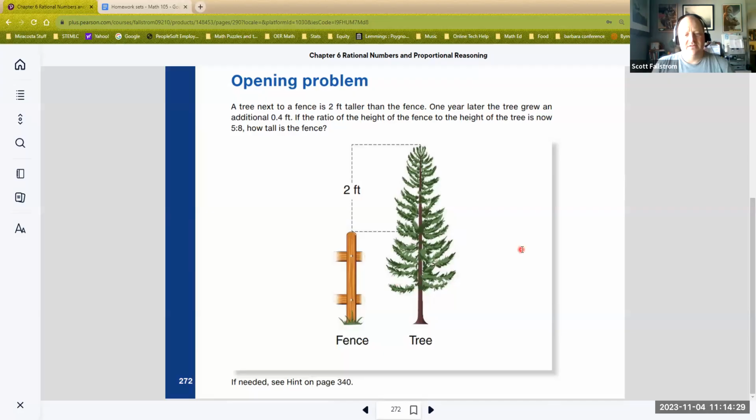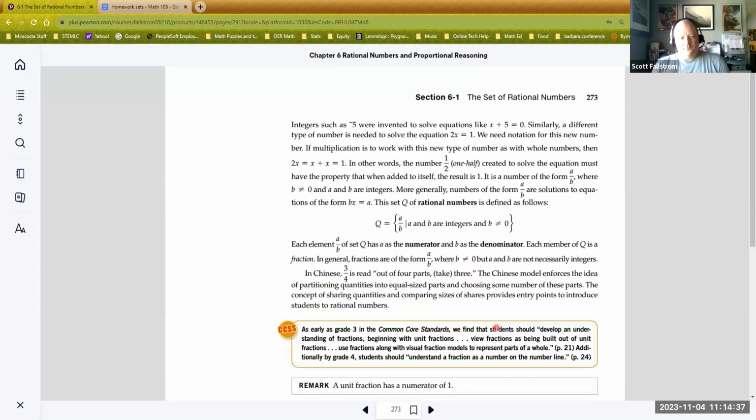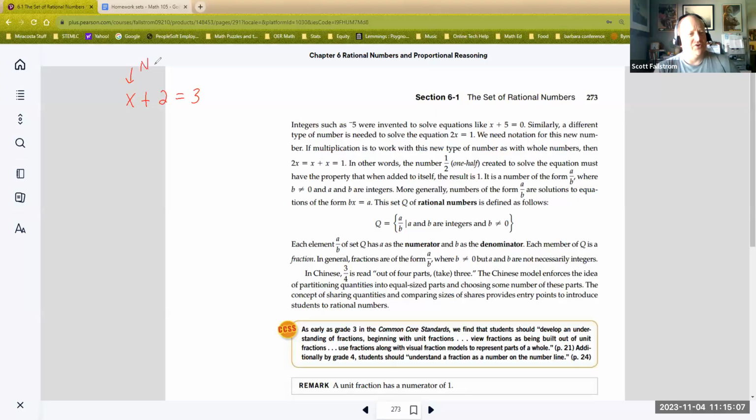Okay, let's see here. We're going to jump to the next page. So we do start with the idea of why do we have these? Where did they come from? And what's interesting is across all of mathematics, we tend to create things that are needed, but only when we need them. So in the past, we might have had something like what number plus 2 is equal to 3. And we would try to find that number. And that number turned out to be a natural number.